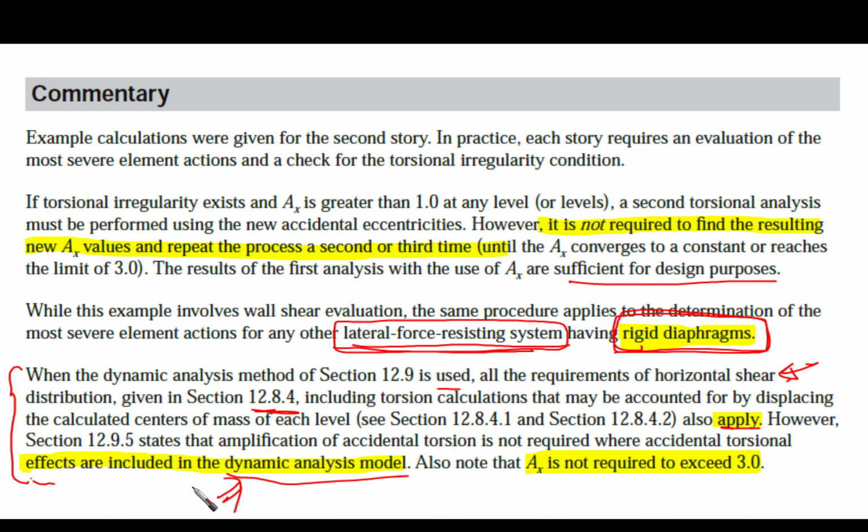Also note that AX is not required to exceed 3. So this means that if you include it in your model in the dynamic analysis, there is no need to make the analysis we have explained before for the torsional effects and so on. And this is logical, I think.